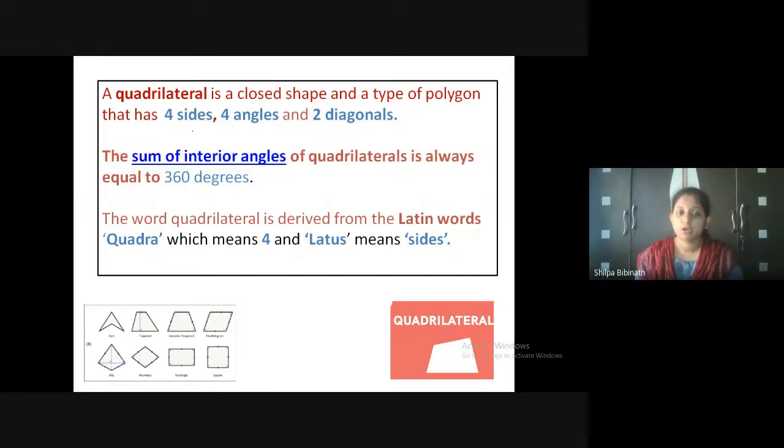Here you can see a quadrilateral is a closed shape and it is a type of polygon. Now what do you mean by polygon? Polygon is any shape having more than three sides. Okay, four sides, four angles and two diagonals. Then important, the sum of interior angles of quadrilateral is always equal to 360 degree. Okay, so all the angles when we add up together, it will be 360 degree. From where this word quadrilateral came from? The word quadrilateral is derived from the Latin word quadra, which means four, and latus means sides. So shape having four sides is known as quadrilateral. Okay.